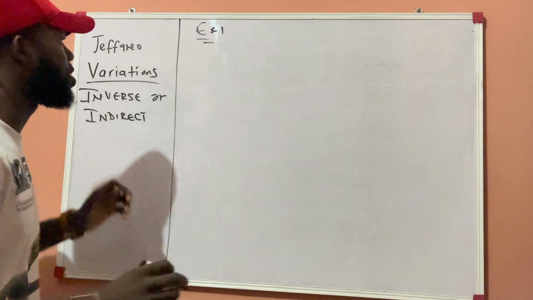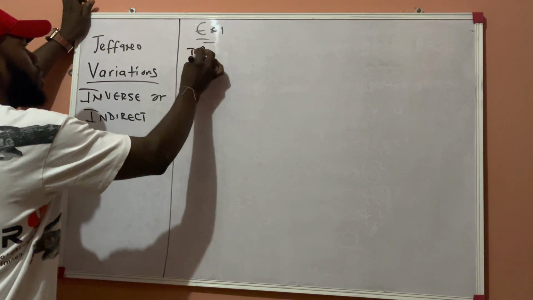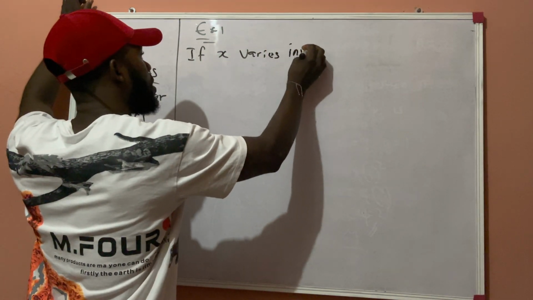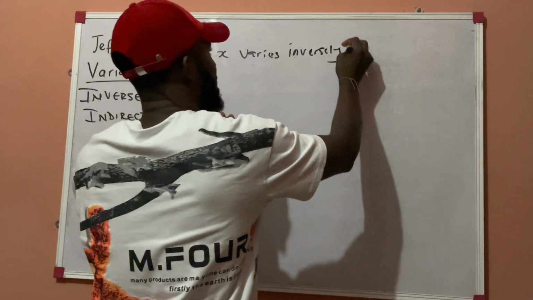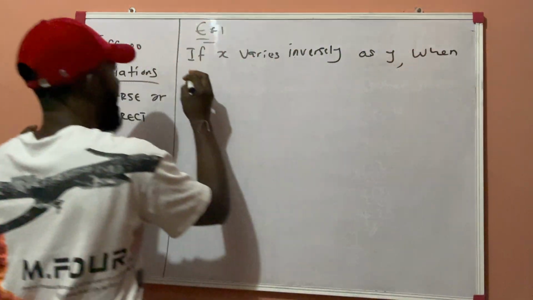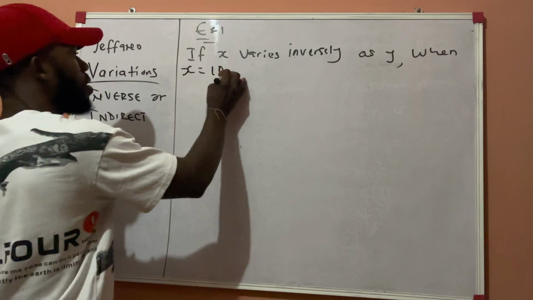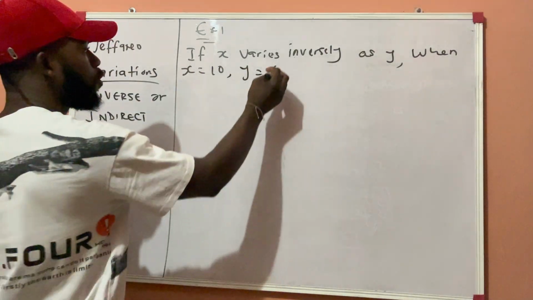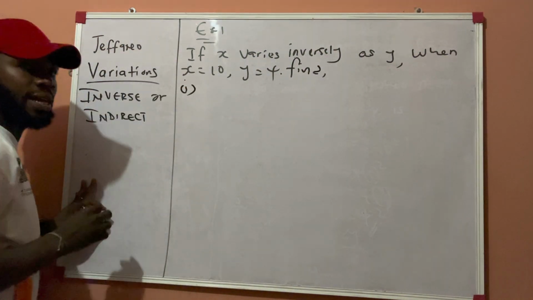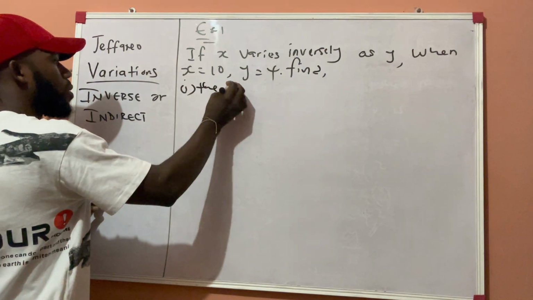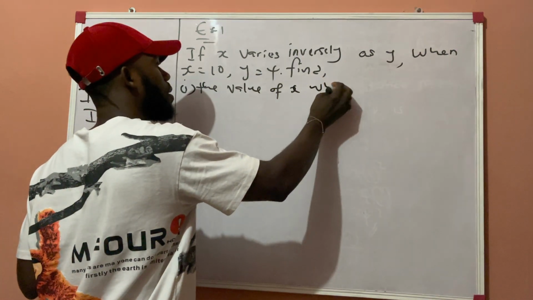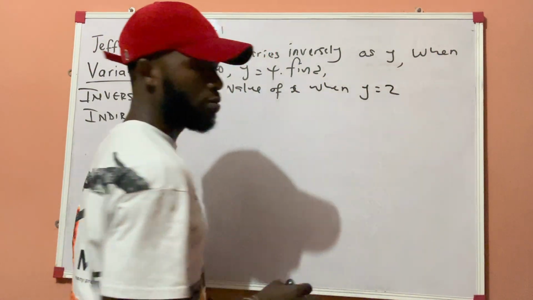Example number one says, if x varies inversely as y, when x equals 10, y equals 4. Find, Roman figure 1, the value of x when y is 2.